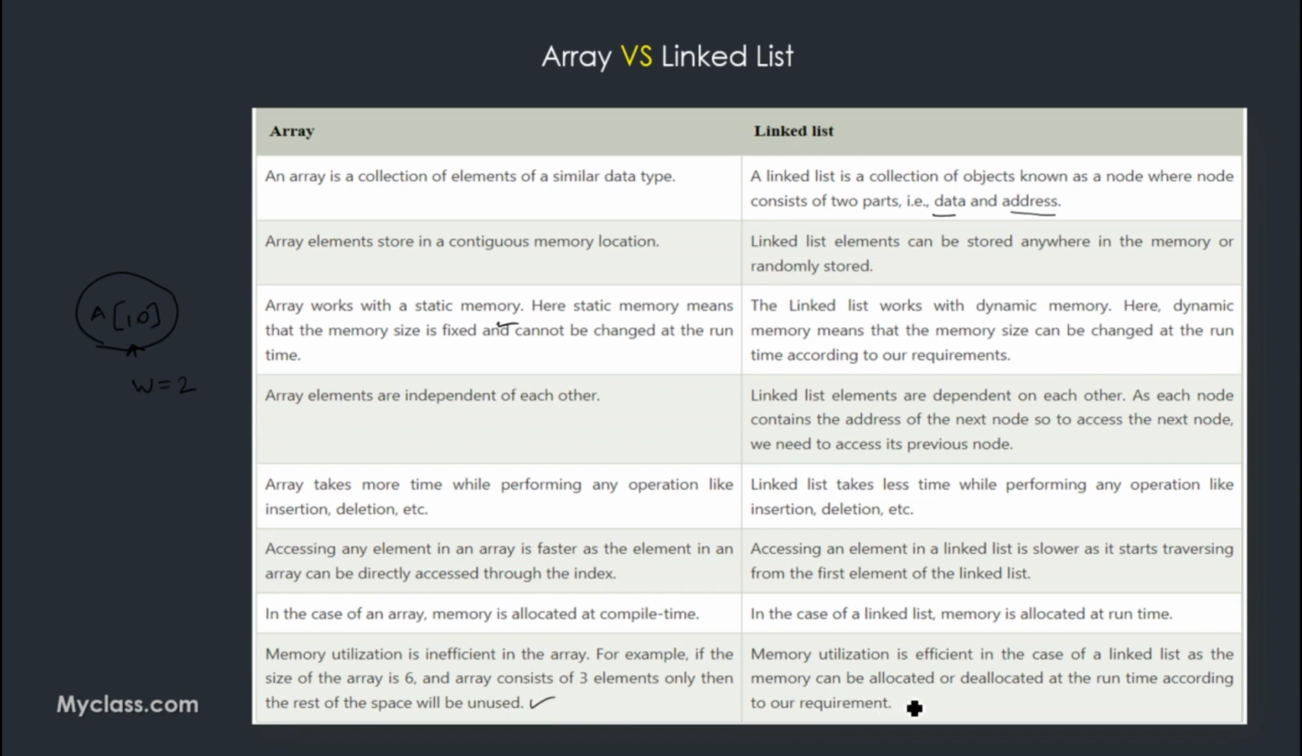Okay. But memory utilization is efficient in the case of a linked list, because the memory allocation is performed at runtime. So if we want to perform an operation with 3 data items at runtime, 3 nodes should be allocated. The memory for 3 nodes should be allocated. Clear? So that is the difference between array and linked list. Hope you understood the concept, and thank you.